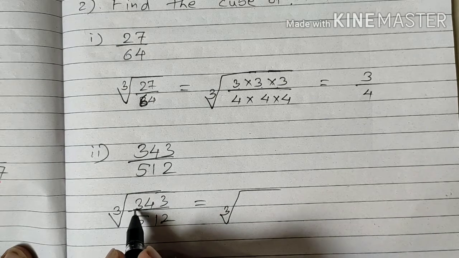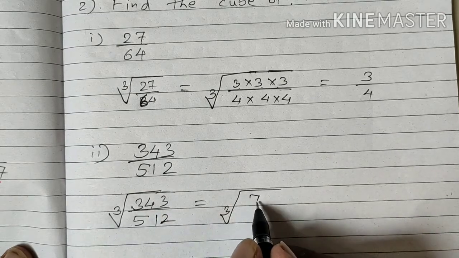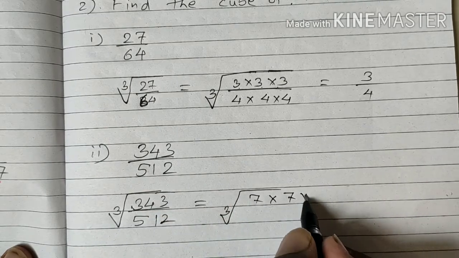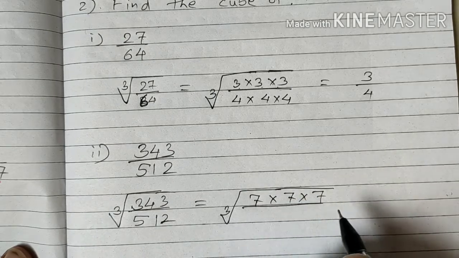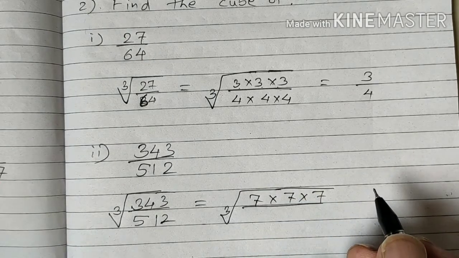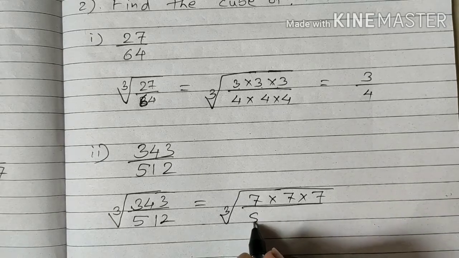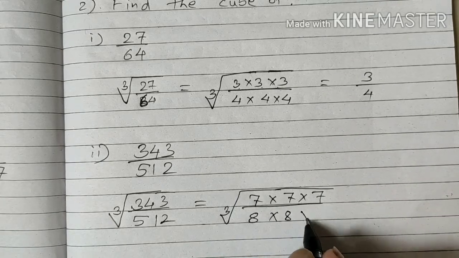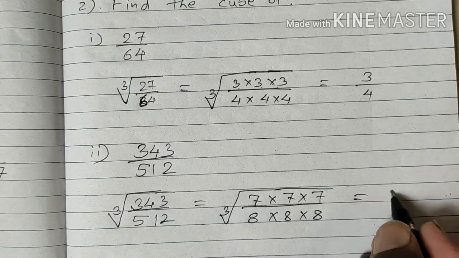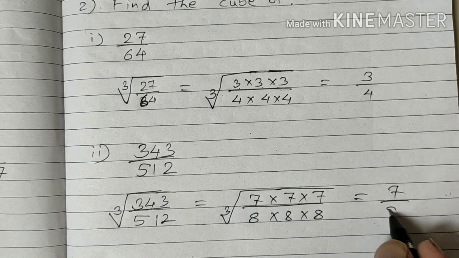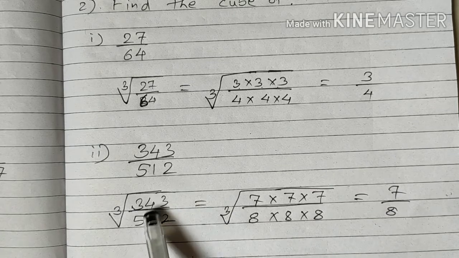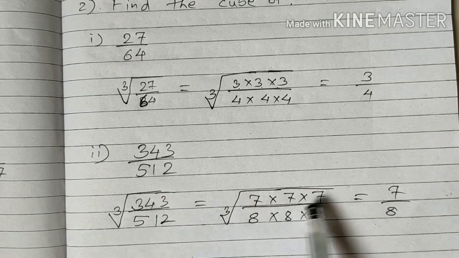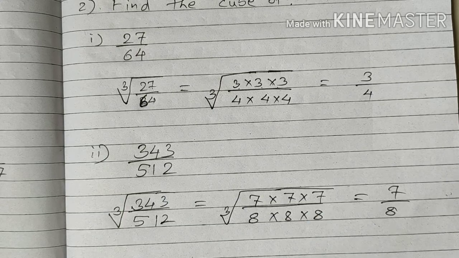As we have learned that 343 is a cube of 7 and 512 is the cube of 8. So the final answer will be 7 upon 8. Once again, if you don't know whose cubes these numbers are, you can go for the prime factorization method, no problem. Okay.